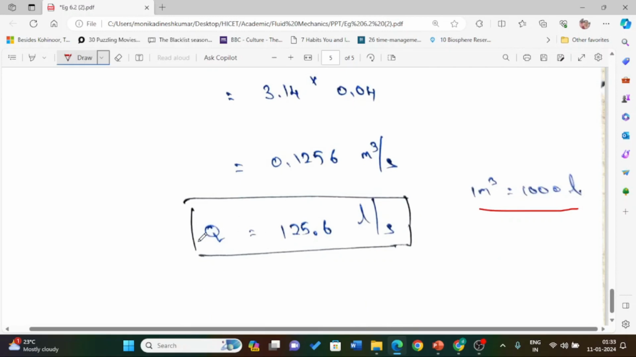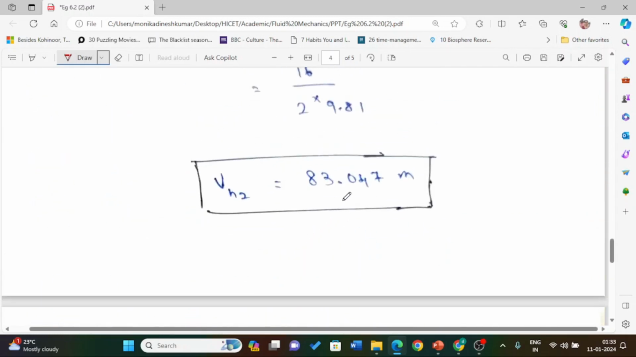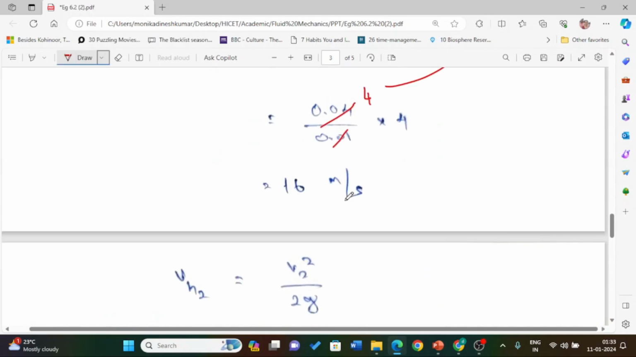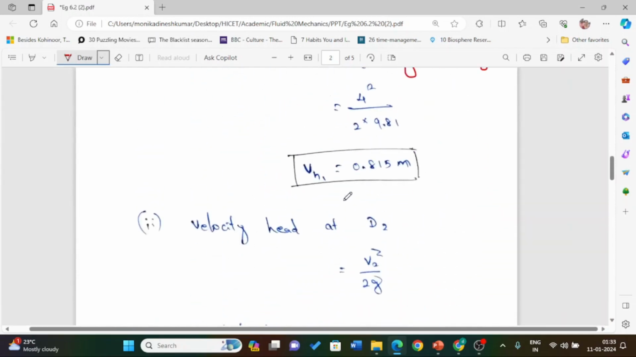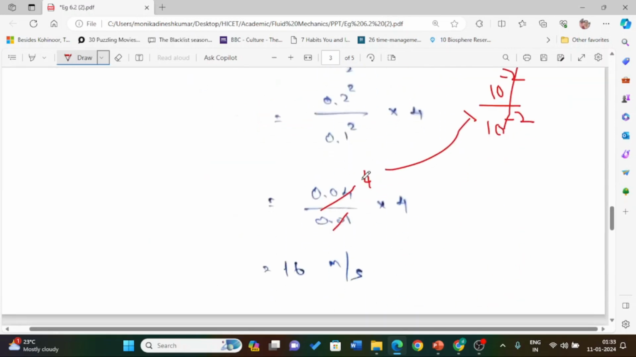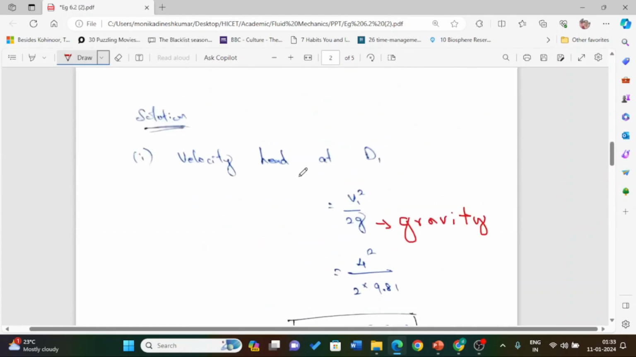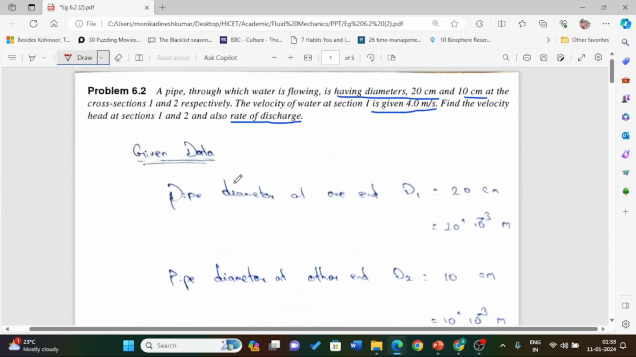So the rate of discharge in the reducing pipe is 125.6 liters per second, the velocity head at cross section 2 is 83.047 meter, the velocity head at cross section 1 is 0.815 meter, and the velocity at cross section 2 is 16 meter per second. So this is problem 6.2 in Fluid Mechanics written by R K Bansal. Hope everyone understands this problem.